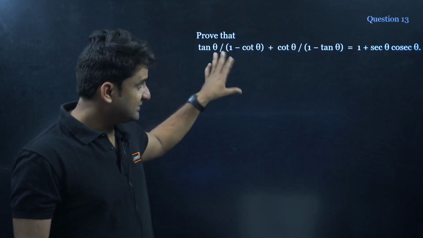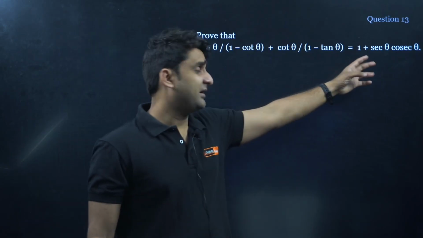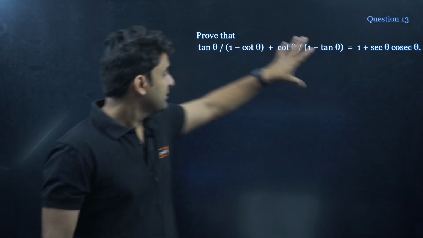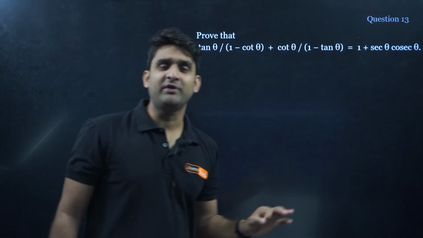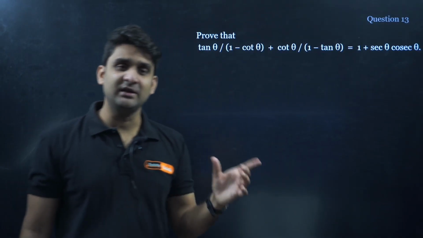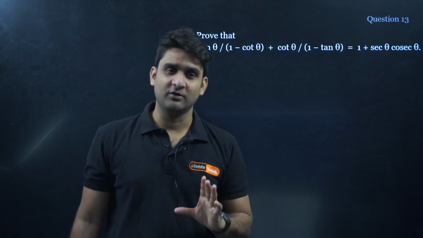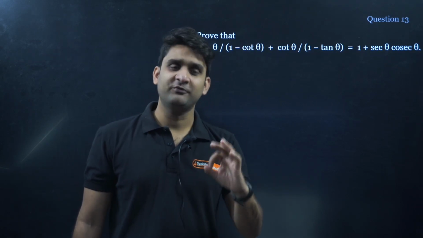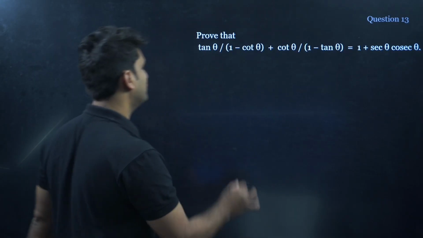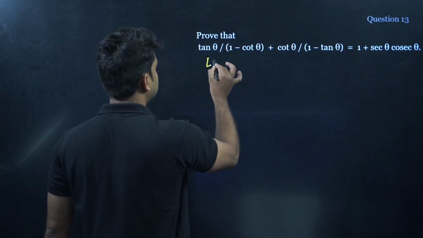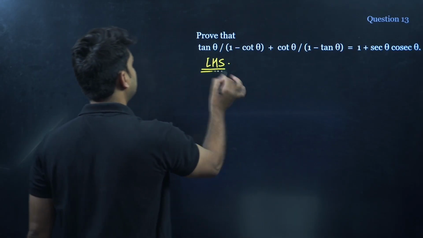If you look at the trigonometric functions, on the right-hand side sec and cosec are there, but on the left-hand side tan and cot are there. So whenever tan and cot are there in a proof type question, always make sure to convert tan and cot into sin and cos. So convert tan theta and cot theta into sin theta and cos theta first. Let's operate with LHS as usual.